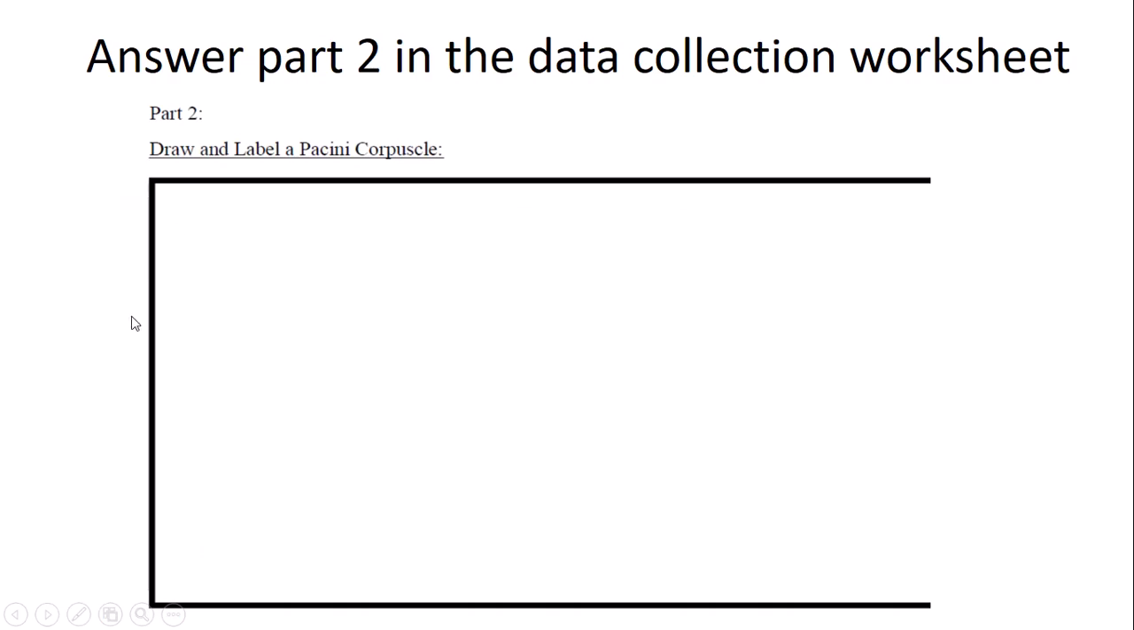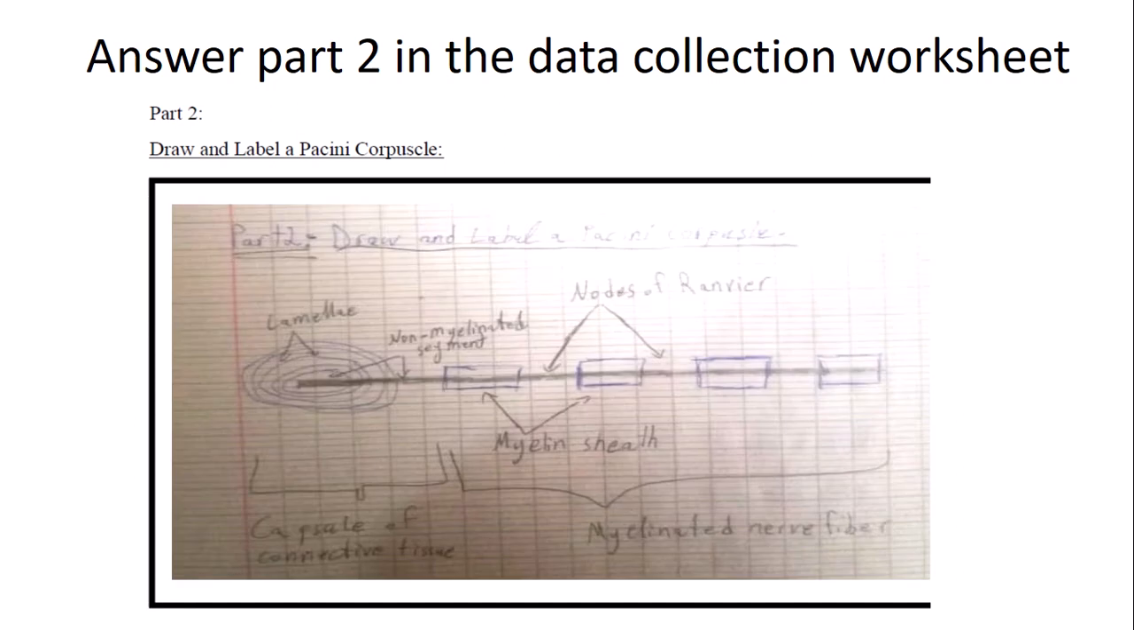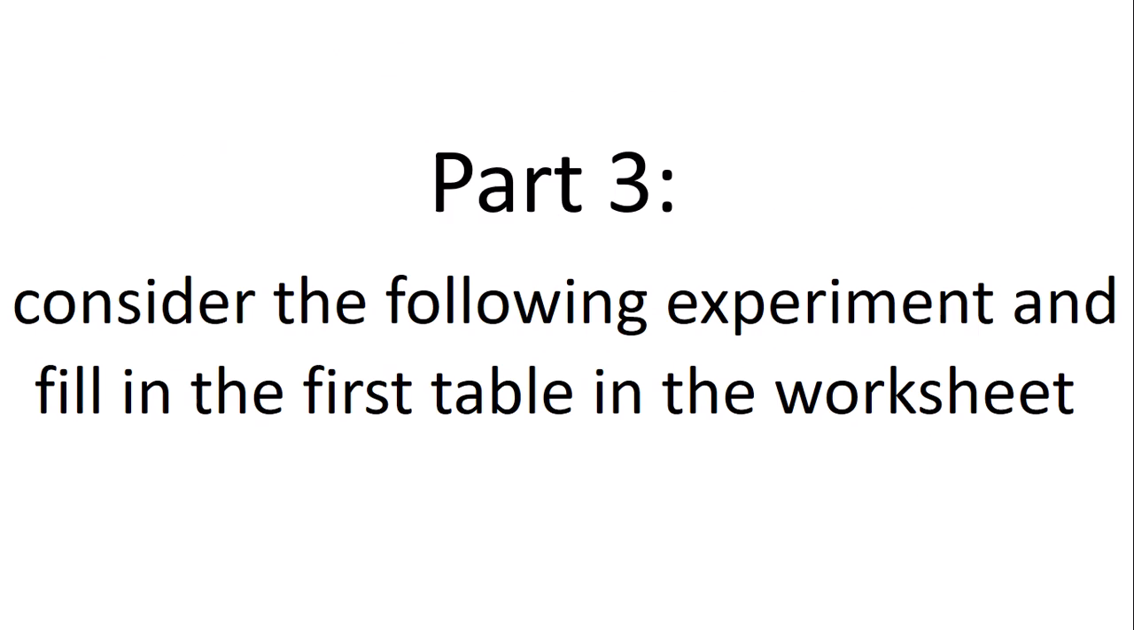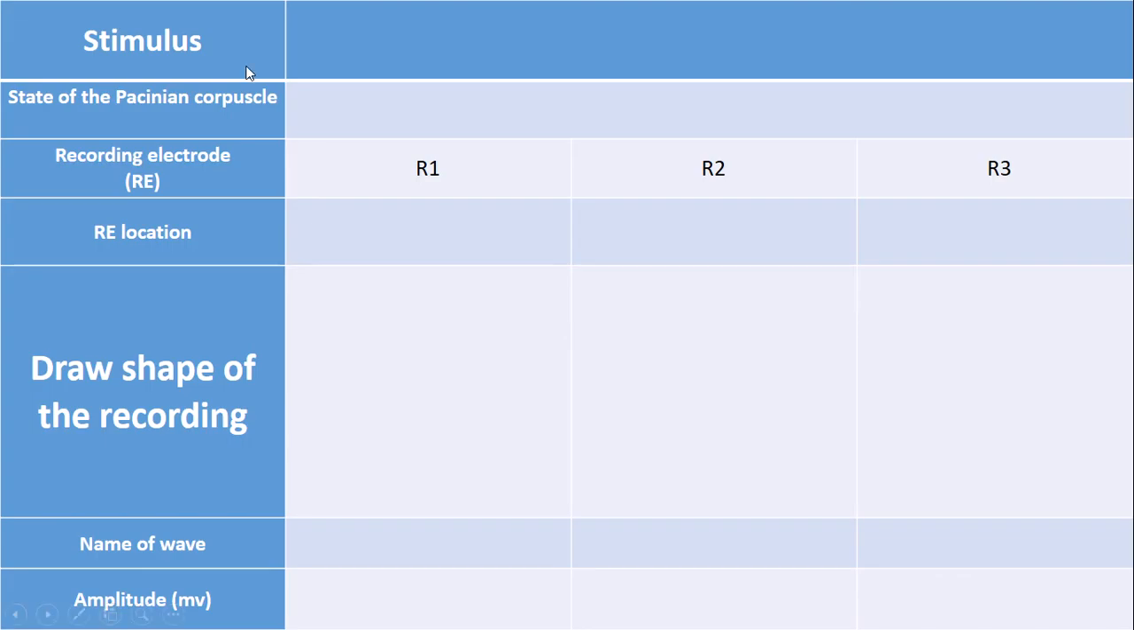I usually ask my students to draw and label the Pacinian corpuscle. This is a sample of their answers. In part 3, we're going to consider the following experiments and start to fill in one of these tables. Here you can see we're going to fill in the stimulus that is going to be applied, the state of the corpuscle during the experiment, the recording by different electrodes, the location of these electrodes, the shape of the recording we obtain, the name of the wave, and the amplitude of each recording.